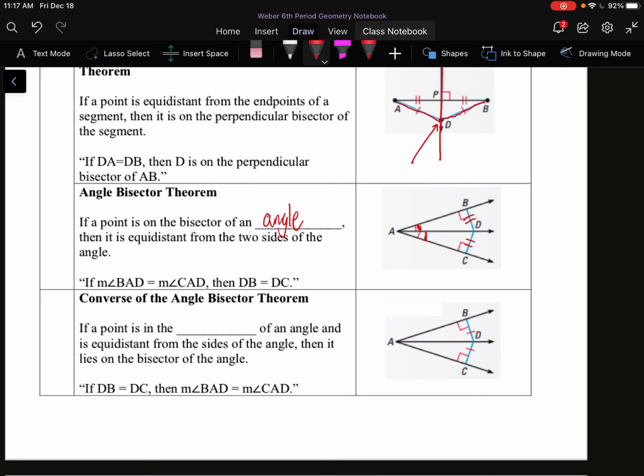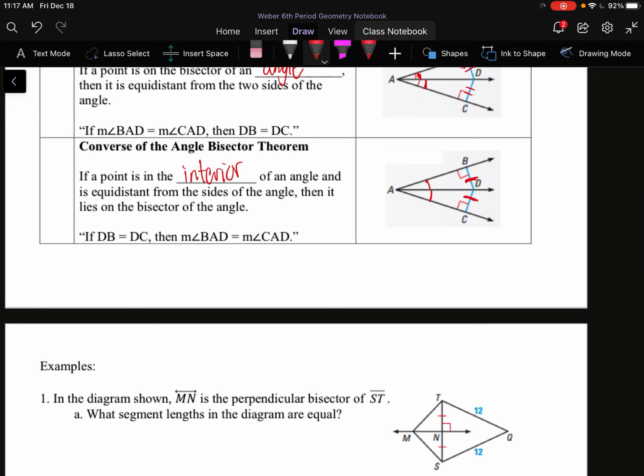Finally, we have the converse of the angle bisector theorem. If a point is in the interior of an angle and is equidistant from the sides of the angle, then it lies on the bisector of the angle. So what this means is if DB equals DC, so this segment here is equal to this segment here, then we can conclude that the measure of BAD, so this angle, equals the measure of CAD, this angle. Okay, now let's move on and do some examples.